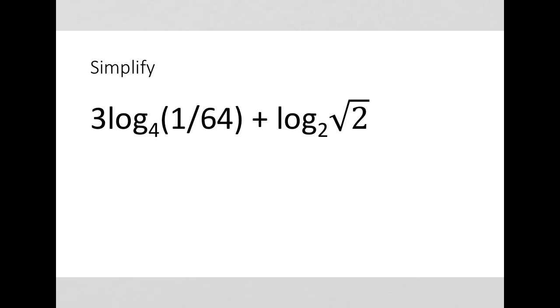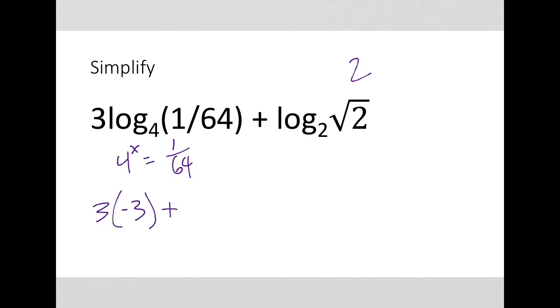Another day, another problem, same idea here. Let's simplify stuff. So let's look at log base 4 of 1 over 64th. That's saying 4 to what power is 1 over 64. Well, I know that 4 cubed is 64, so 4 to the negative third would be 1 over 64. So I get 3 times negative 3 plus log base 2 of the square root of 2.